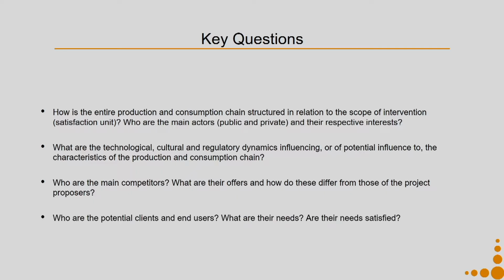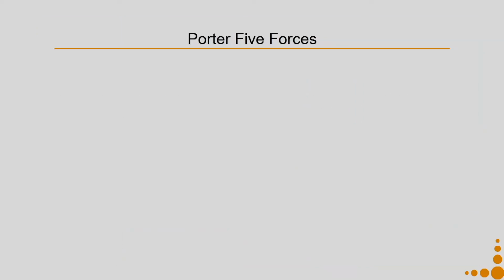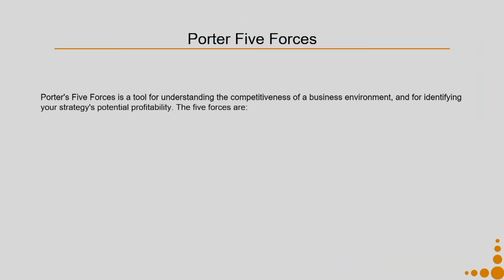Who are the potential client and end users, and what are their needs? Are their needs satisfied? Because we have already seen how to do the systems map, what we will start with in this lecture is how to do competitor analysis by using a method called Porter's 5 Forces. Porter's 5 Forces is a tool for understanding the competitiveness of a business environment and for identifying your strategy's potential profitability. It is called 5 forces because there are 5 forces in this.